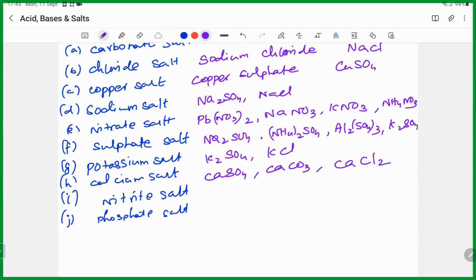Nitrite. Nitrite means what is the formula? NaNO2. So KNO2, potassium nitrite, NaNO2. Okay. Add the phosphate salt.